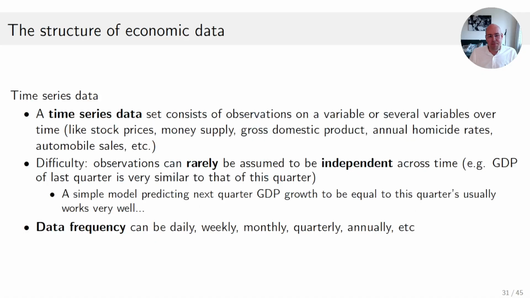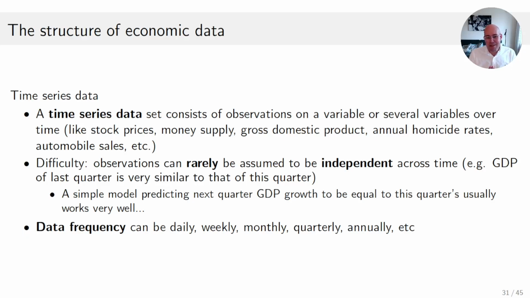As another example, time series data. So time series data have observations on a variable, one or several variables over time. So think here of examples like stock prices, money supply, GDP, gross domestic product, annual homicide rates, automobile sales, etc. So stuff that is recorded over time.